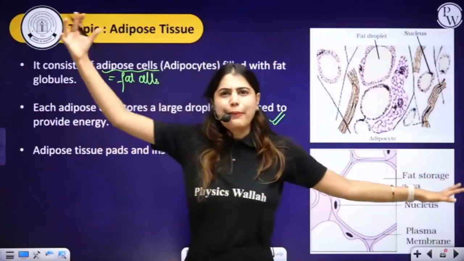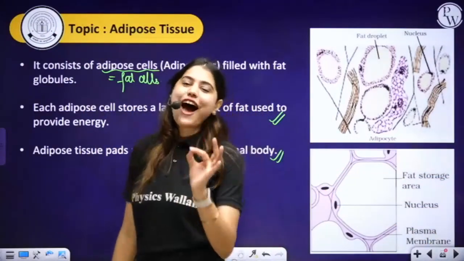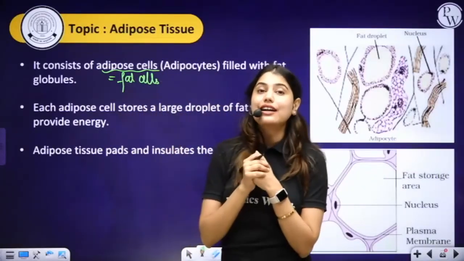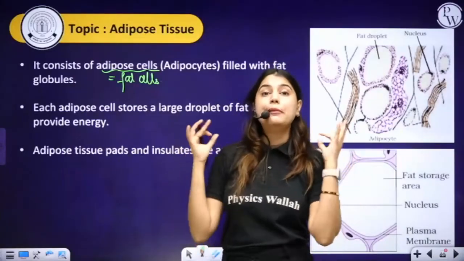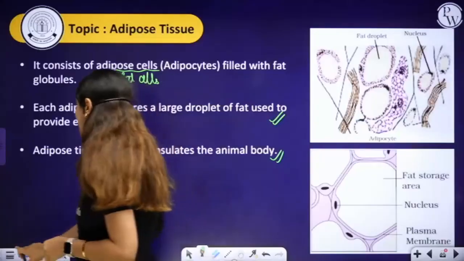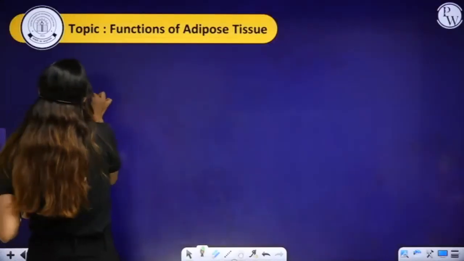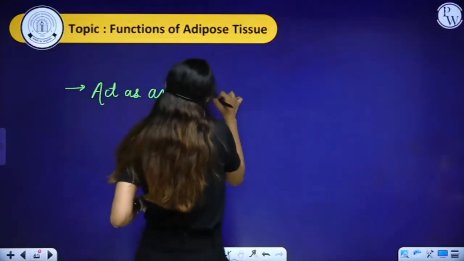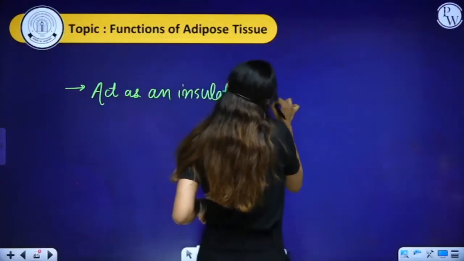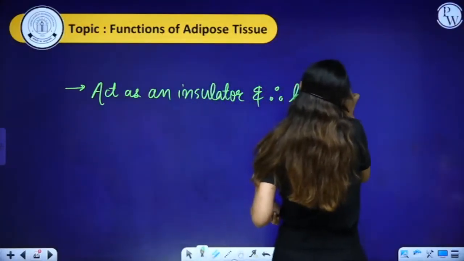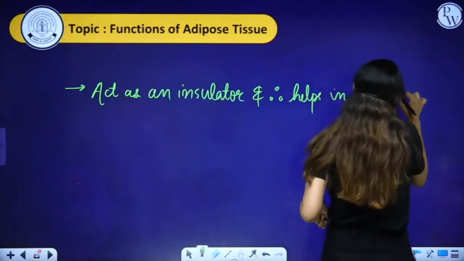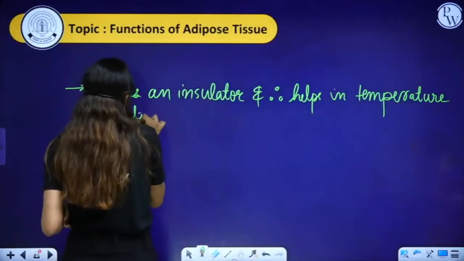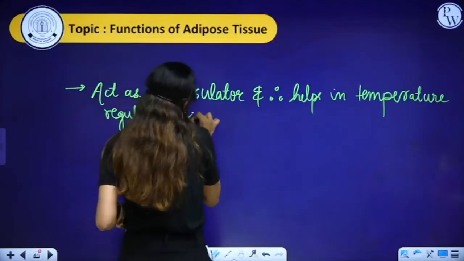We all know, come back and remember your physics. Yes, fat is a poor conductor of heat, so it will not allow the heat to pass, so it will act like an insulator and hence help in maintaining the temperature of the body, right? So we can mention a few points about it, that it will act as an insulator and therefore helps in temperature regulation. It will prevent that heat loss, right? Prevent heat loss.